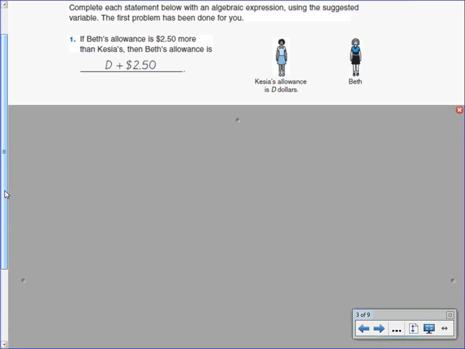In case you don't notice when you're doing these later, they give you the variable over here. So it's not right in the details of the question, but it's just a little bit over the side. So Kesha's allowance is D in dollars. So I know that I can always know how much Beth's allowance is if I take D for Kesha's allowance, and she's always getting $2.50 more.